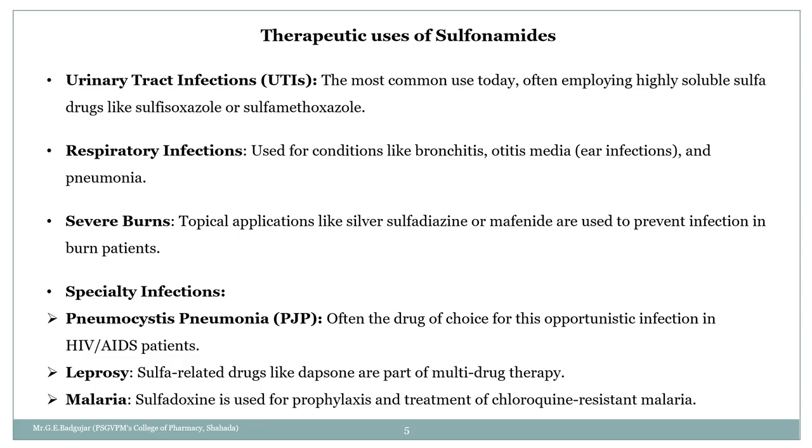They are also indicated in respiratory infections like bronchitis or otitis media, ear infections, and some pneumonia. Again, they are indicated in severe burns. Their topical applications like silver sulfadiazine or mafenide are used to prevent infections in burn patients, and some other infections include pneumocystis pneumonia, leprosy, and malaria. So these are the therapeutic indications for sulfonamides.